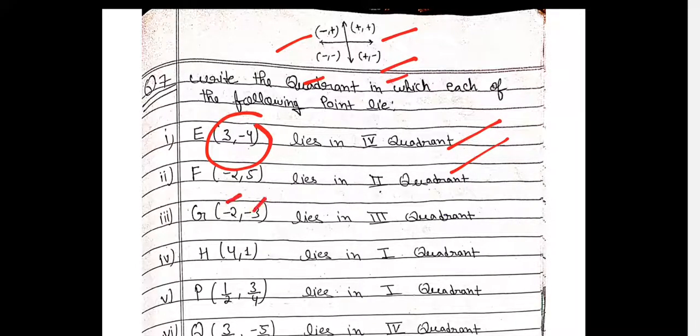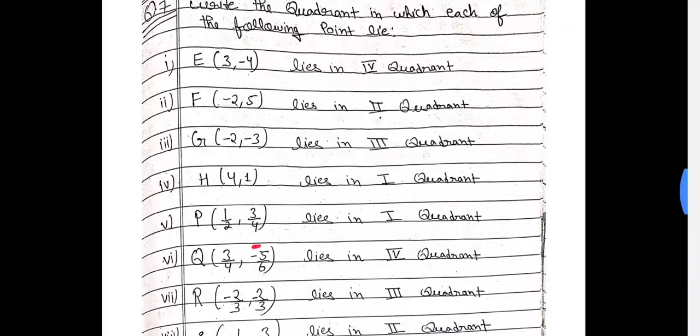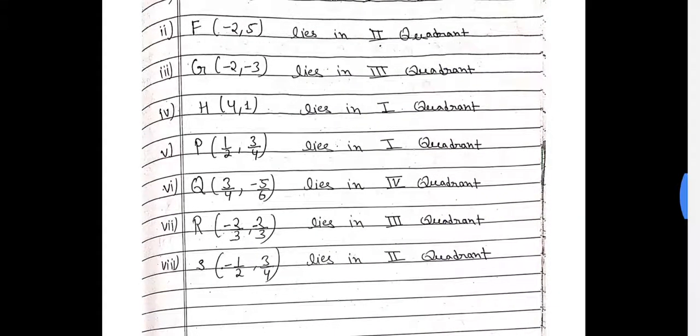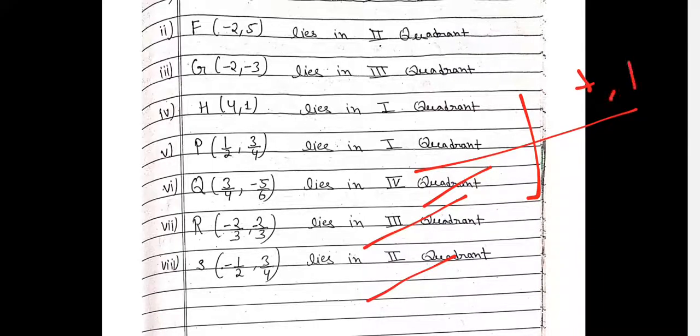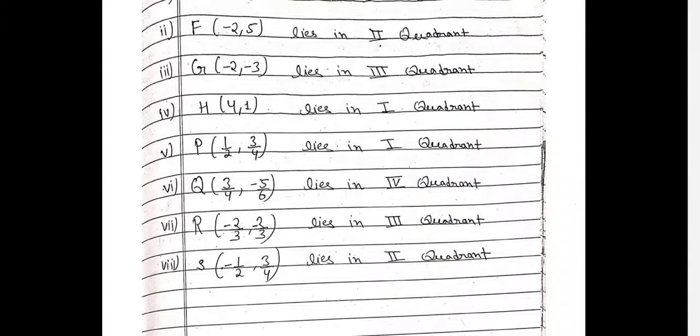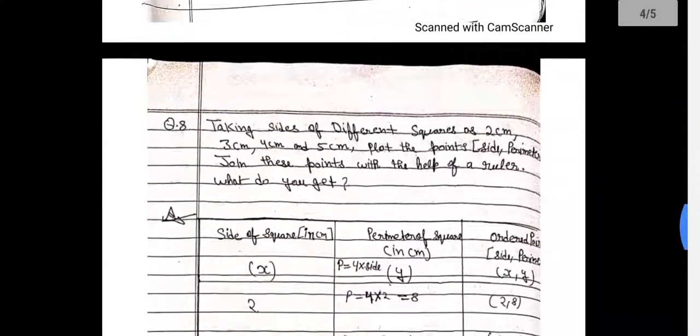Second one is minus plus. Minus plus is of the second quadrant. So you have to write here second quadrant. Minus minus, third quadrant. Plus plus, first quadrant. It is also plus plus, first quadrant. It is also plus minus, fourth quadrant. Minus minus, third quadrant, and minus plus, second quadrant. So whenever you are confused, just draw this diagram right here, plus plus, minus plus, minus minus, plus minus, and you will get your answer.